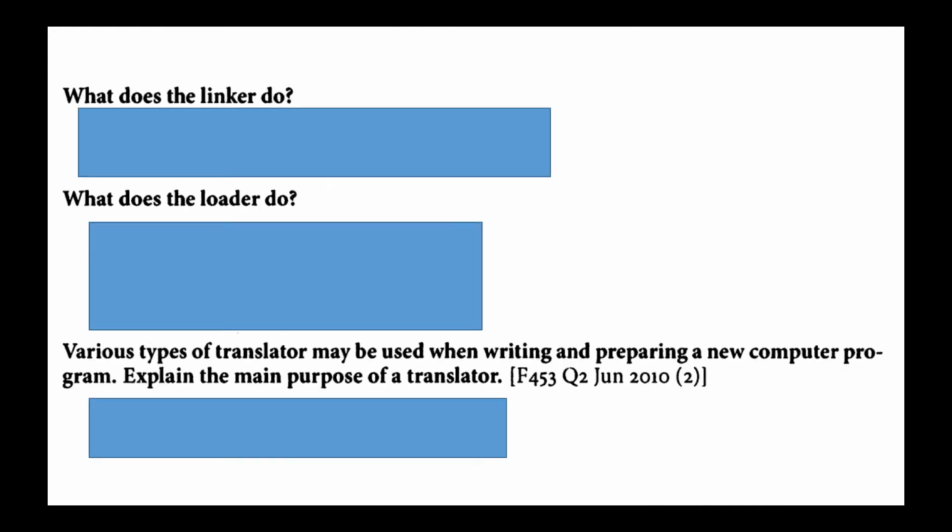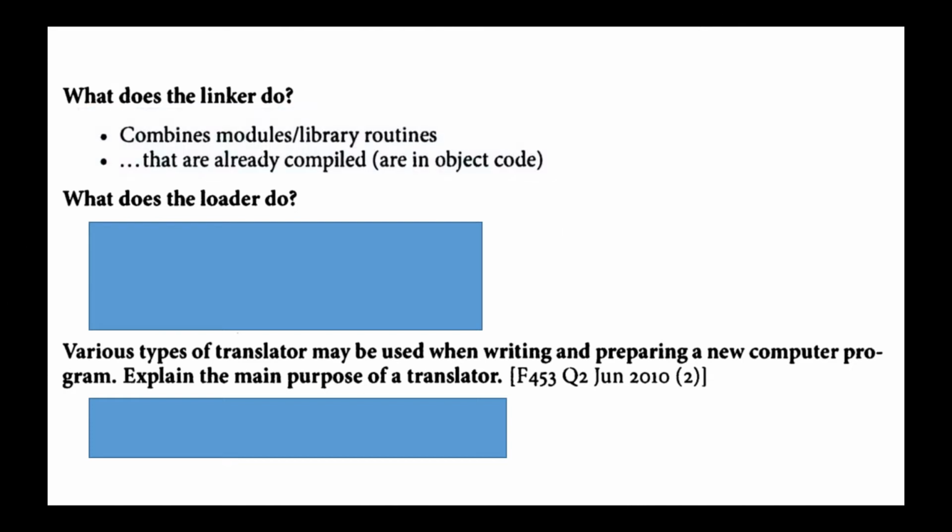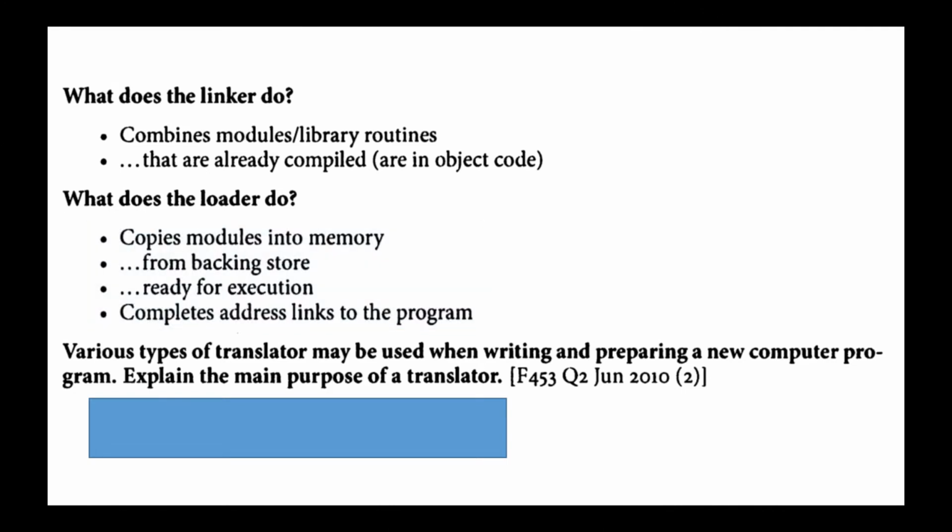So now you can pause it and I'll reveal the answers. The linker combines the modules or library routines that are already compiled, so they are in the object code. The loader copies modules into memory from backing store ready for execution, and completes address links to the program.